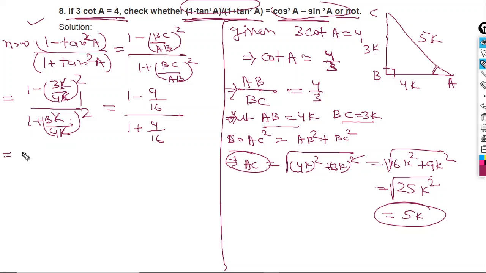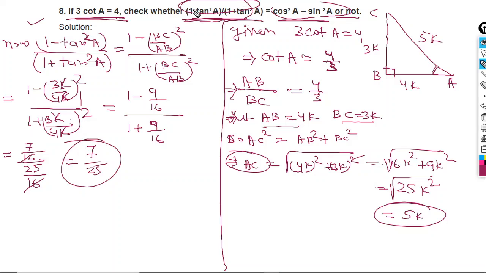Now you will find the value here also. Now subtract it. 1 minus 9 by 16 means 16 minus 9, which is 7, so 7 by 16, divided by 16 plus 9, which is 25, so 25 by 16. Now we cancel the 16, it will be equal to 7 by 25. So we got one value, that means the value of LHS.